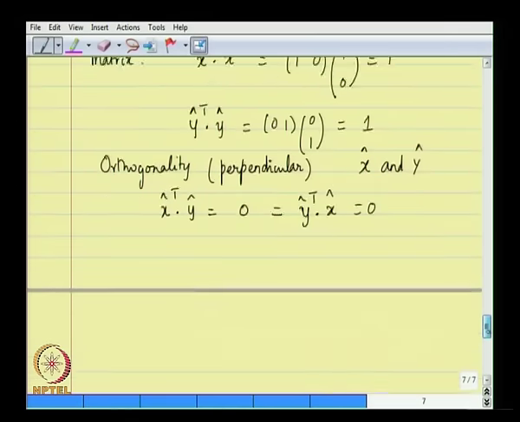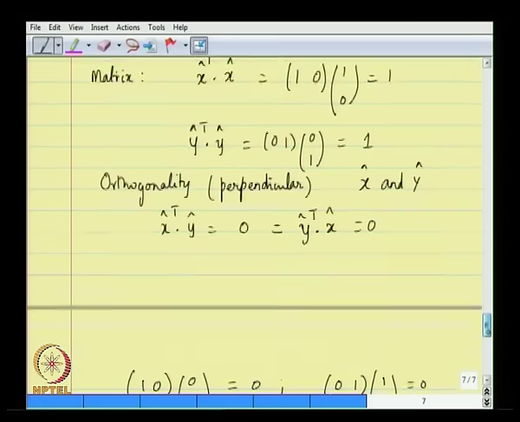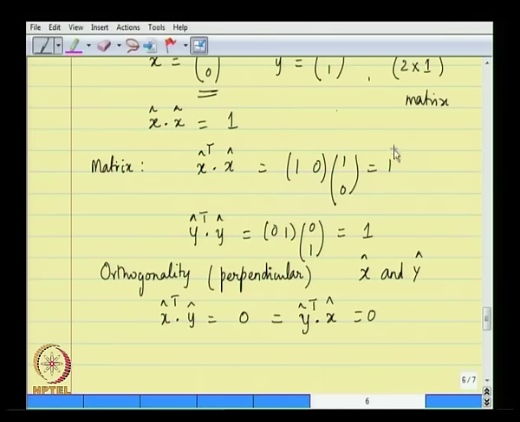And in the matrix notation, it is easy to see that because x transpose is (1, 0) and y is (0, 1), the product of the two matrices is 0. In a similar way, y transpose is (0, 1) with x, which is (1, 0), and this is also 0. So, this is orthogonality, and this is normalization. The vectors are normalized to the unit vectors and the magnitude of the vector is 1.